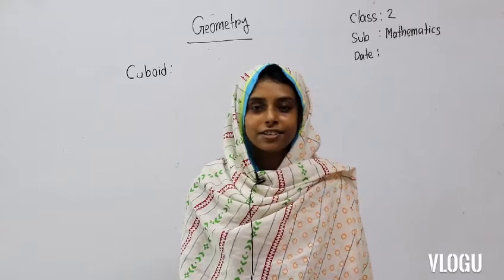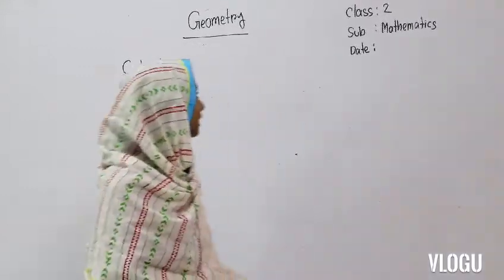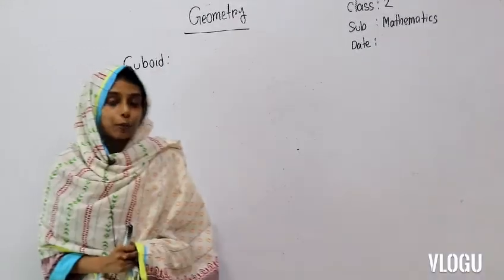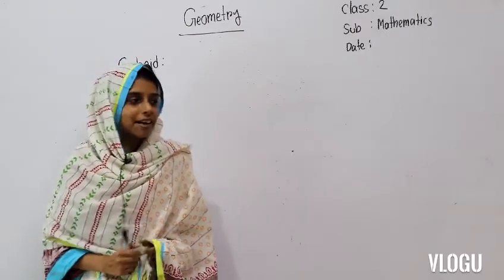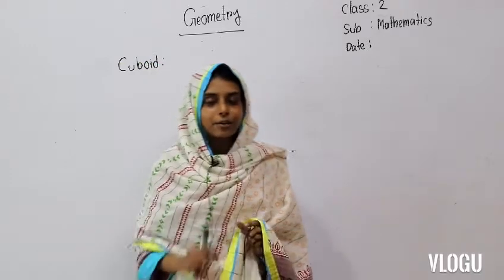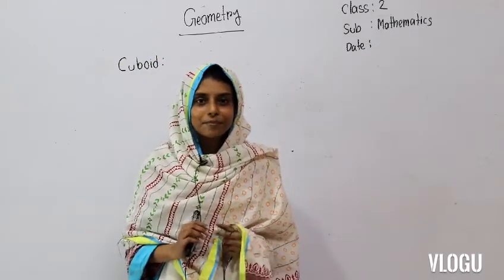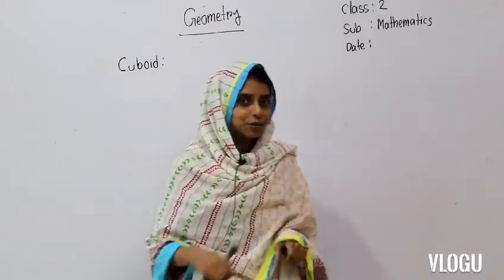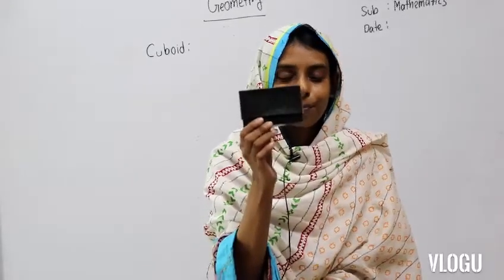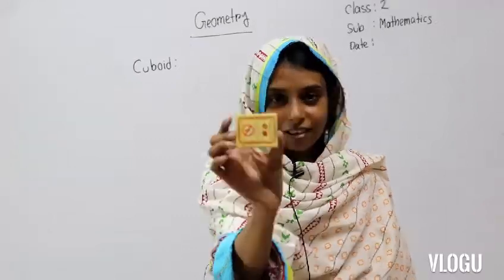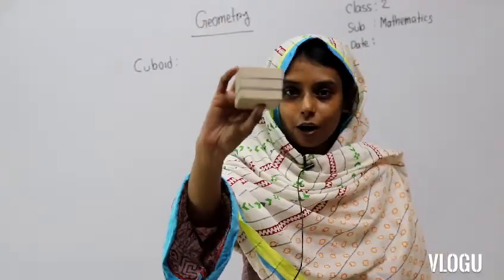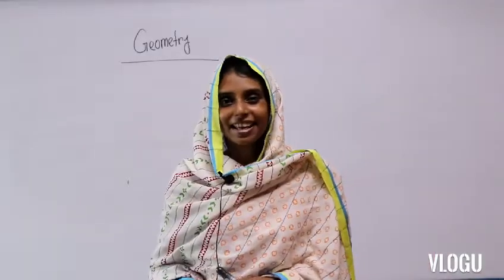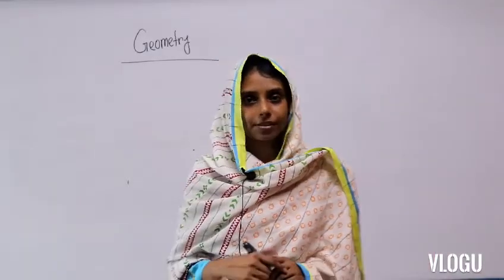Today our second day chapter name is geometry. We will learn new shapes. At first I will show you some things. You have to say what they are. What is this? A black box. This one, a matchbox. Ornament box. Let's try to draw a cuboid.